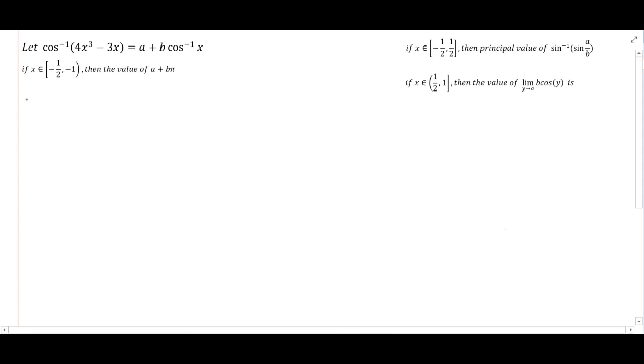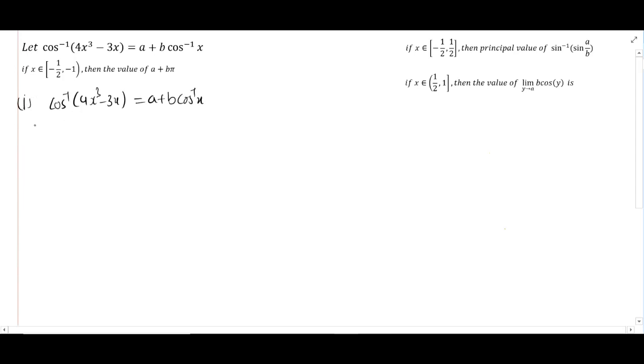In this problem, we have to find the value of a plus b pi when cos inverse of 4x cube minus 3x is equal to a plus b cos inverse x, provided x belongs to the interval minus 1 by 2 to minus 1. There are other two parts of the same question, so we will solve one by one. So let's take the first part, where cos inverse of 4x cube minus 3x is a plus b cos inverse x.